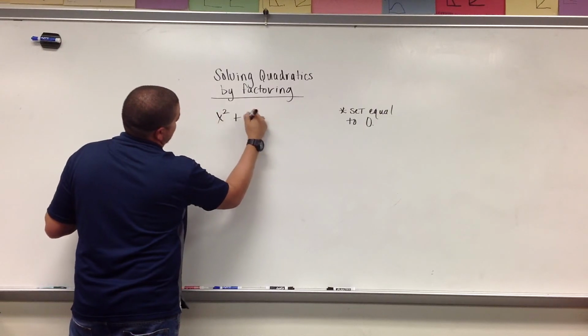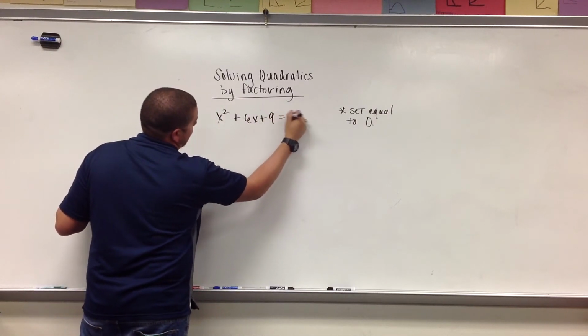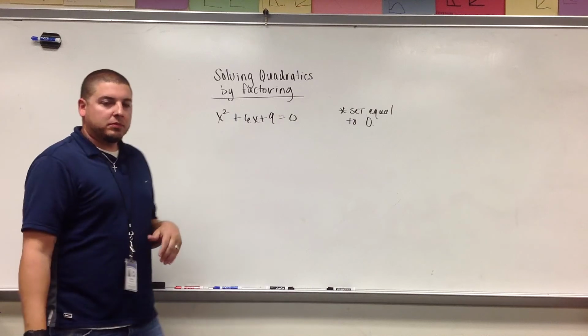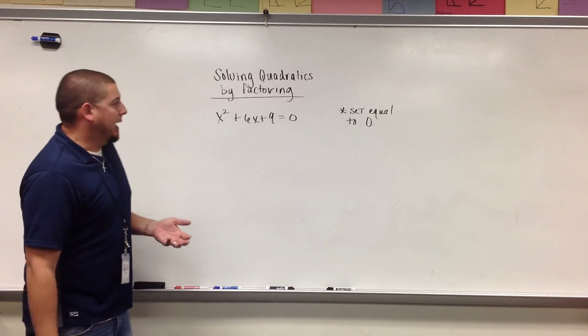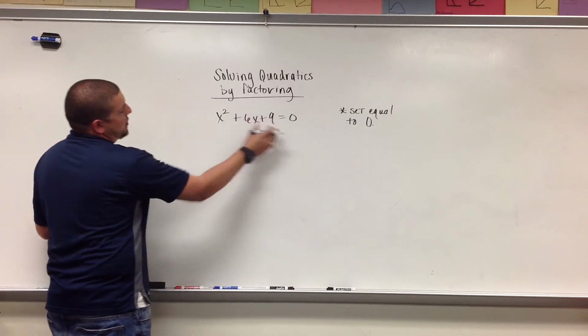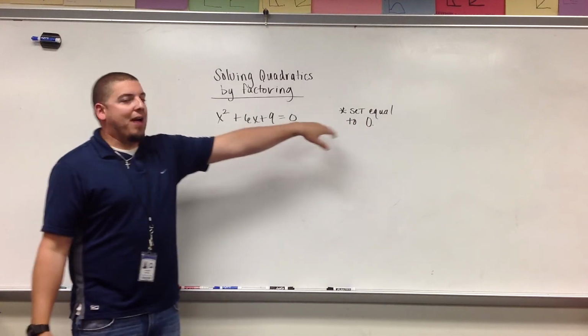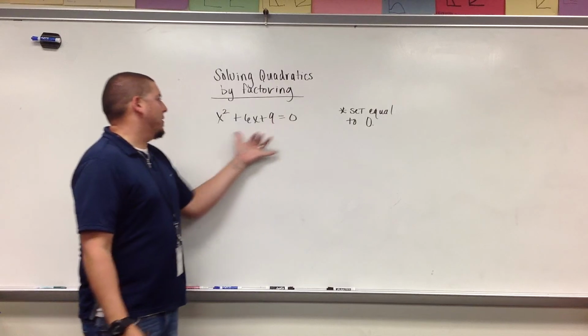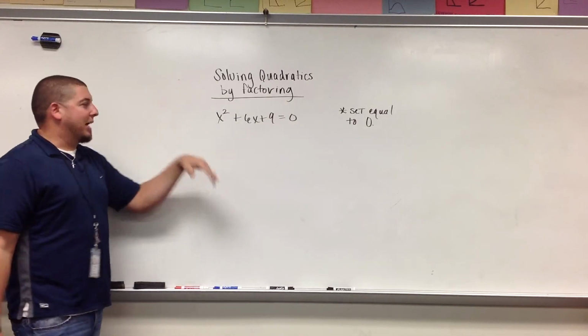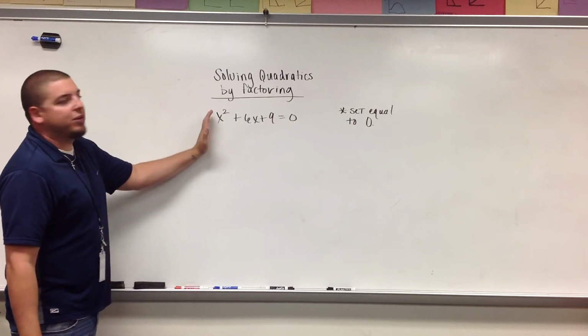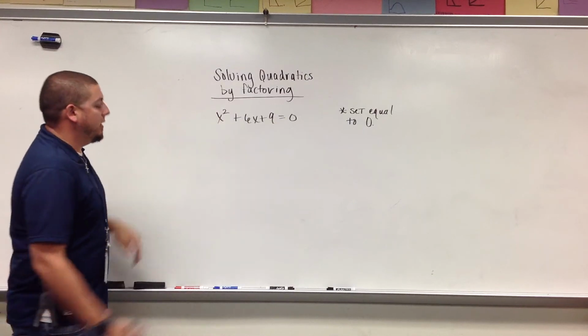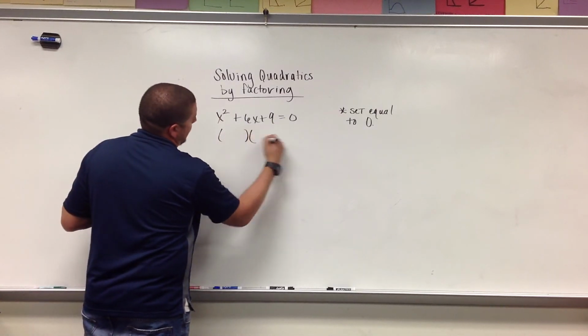So x squared plus 6x plus 9 equals 0. Okay? Again, let's start off by factoring out the GCF. Well, first of all, is it set equal to 0? Yes. Factor out the GCF. Is there a GCF here? No. Okay, check the first coefficient here. Is there a coefficient in front of that first term? No. Good. That means I can drop down my parentheses.